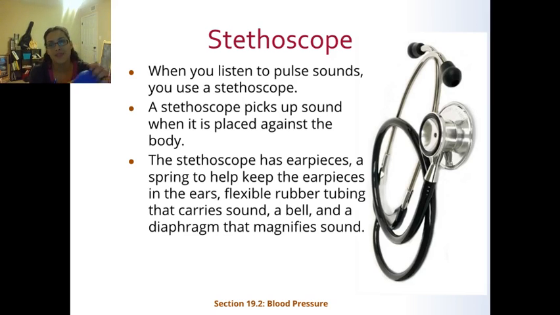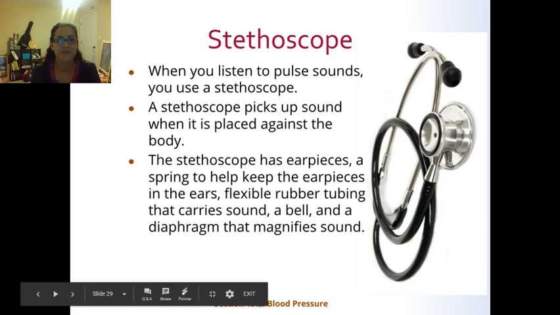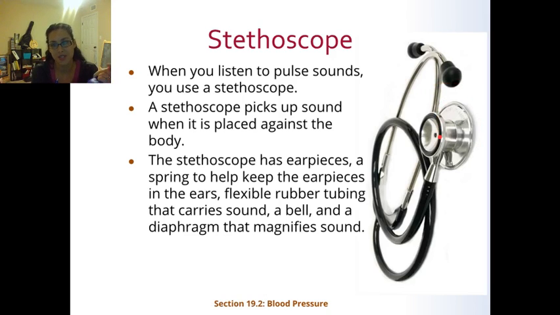This is your stethoscope. When you listen to pulse sounds, you use the stethoscope. It picks up sound when it's placed against the body, so you need to place the bell against the body. The stethoscope has earpieces. These squishy little ones are earpieces. A spring helps keep the earpieces in place. Flexible rubber tubing carries the sound. And this right here is your bell. And this is your diaphragm.